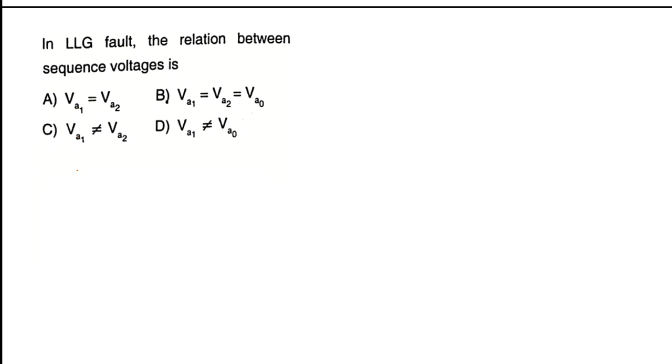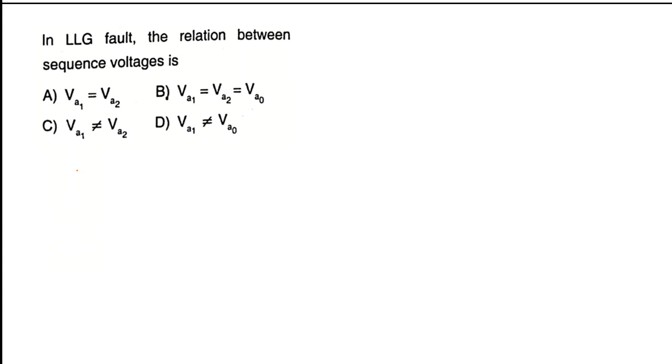So this question is from the transmission line faults. In LLG fault, the relationship between the sequence voltages is that we have three sequence voltages: positive sequence voltage, negative sequence voltage, and zero sequence voltages. In case of a double LG fault, the relationship between the sequence voltages is the positive sequence is equal to negative sequence is equal to zero sequence voltages.